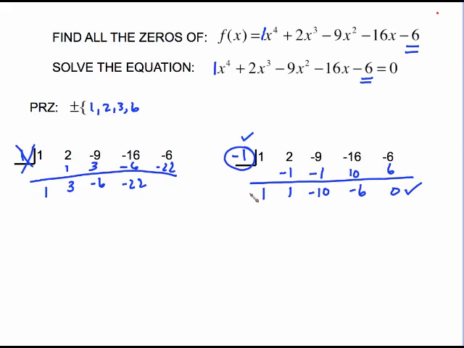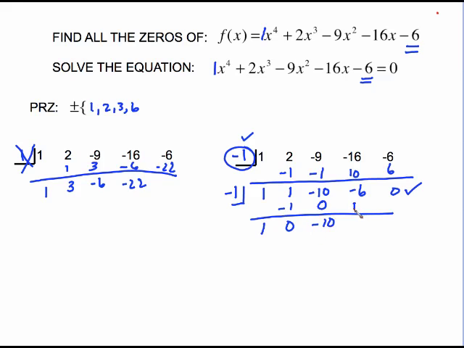If you have a polynomial with multiplicity 2 or 3 or more, then this negative 1 could work again. So before you try another number, you should try negative 1 again. So we'll do the synthetic on this. Negative 1 times 1 is negative 1, gives me 0. Negative 1 times 0 is 0. Add and get negative 10.